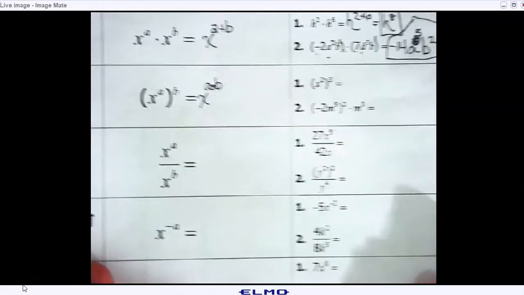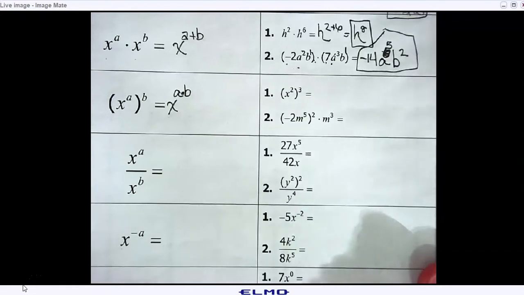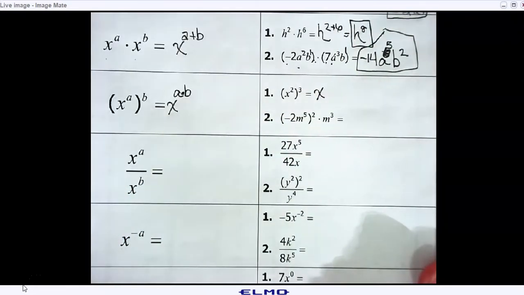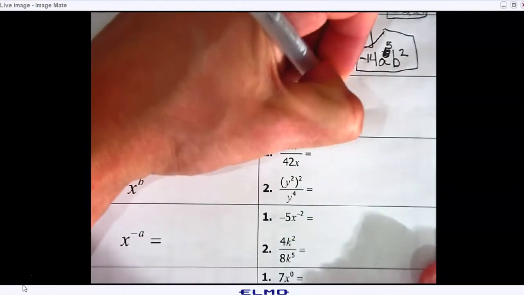So for example, number 1 over here on the right, x squared to the 3rd power. So we keep the same base of x, and we multiply the inside exponent times the outside exponent. 2 times 3 gives us x to the 6.